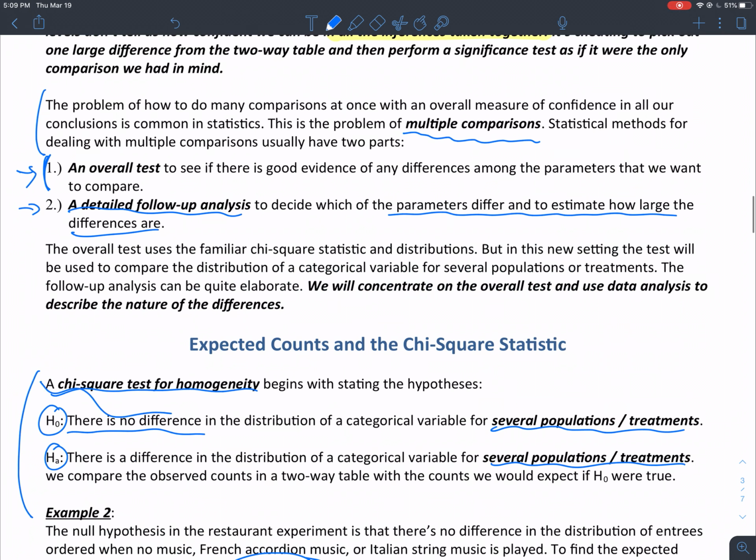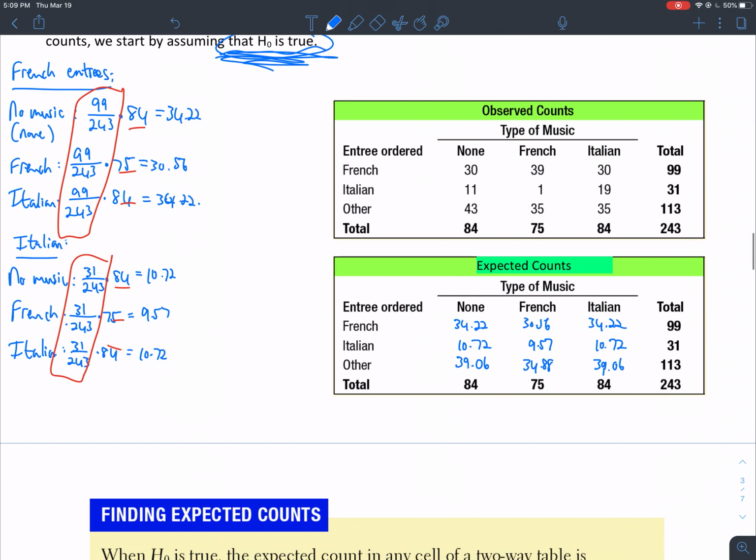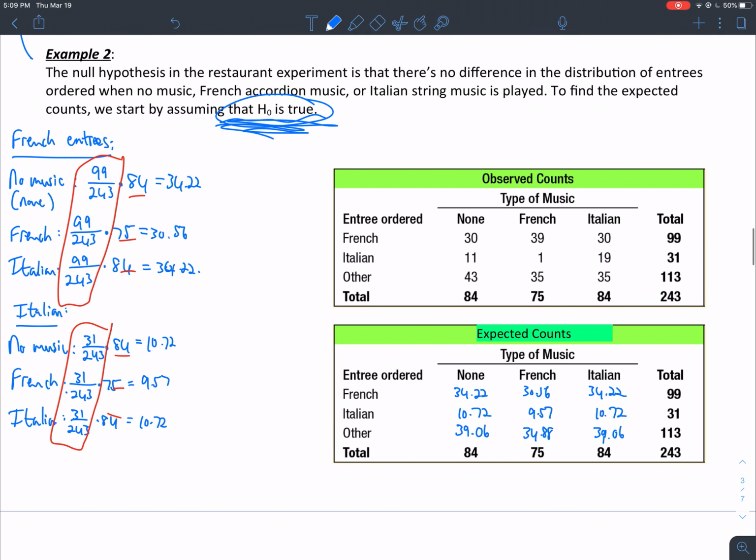Now, you may think to yourself, I never want to do a hypothesis test of this type in my life. Chi-square test for homogeneity. Let's run for the hills. The idea here is that you understand the concept of how these things get calculated. The good news for you is you're never going to have to do this by hand again.